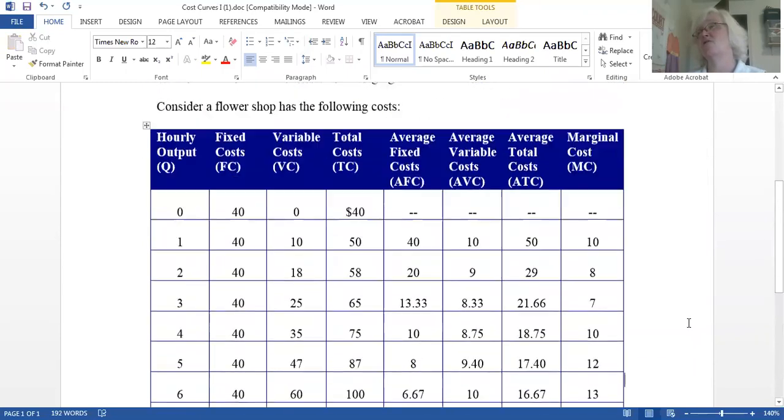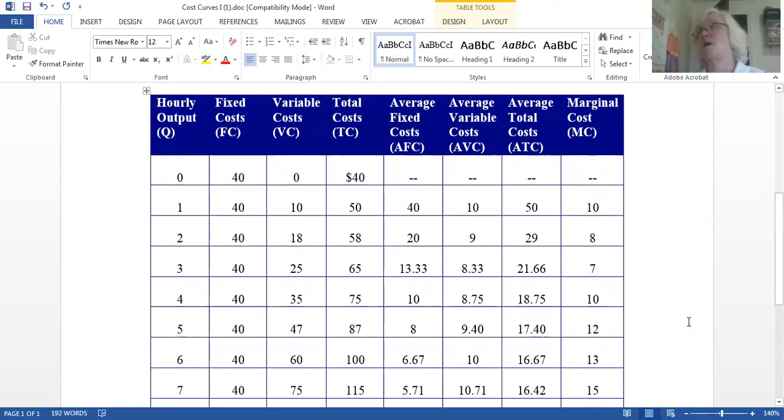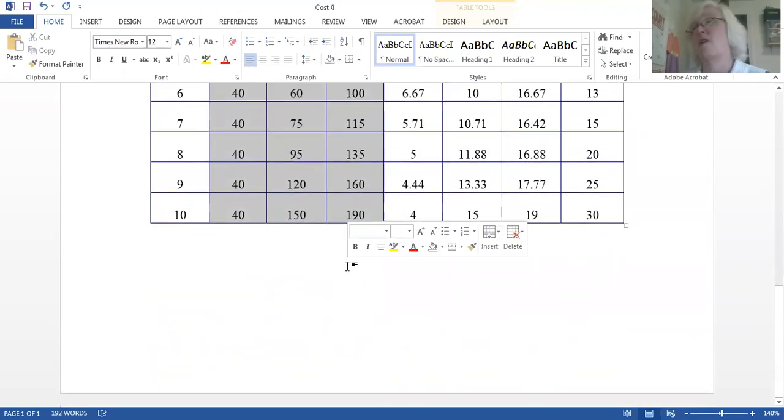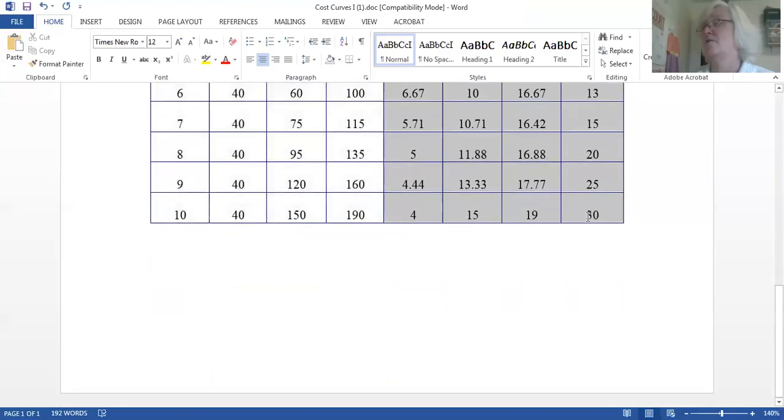Now what you can and should do, I'm not going to waste your time. What you should do is go plot these. You're going to plot all the totals on one graph: fixed, variable, and totals all on one graph, okay? And then on another graph, these other ones, the average and the marginals can all go on the same graph. So plot a separate set of graphs.